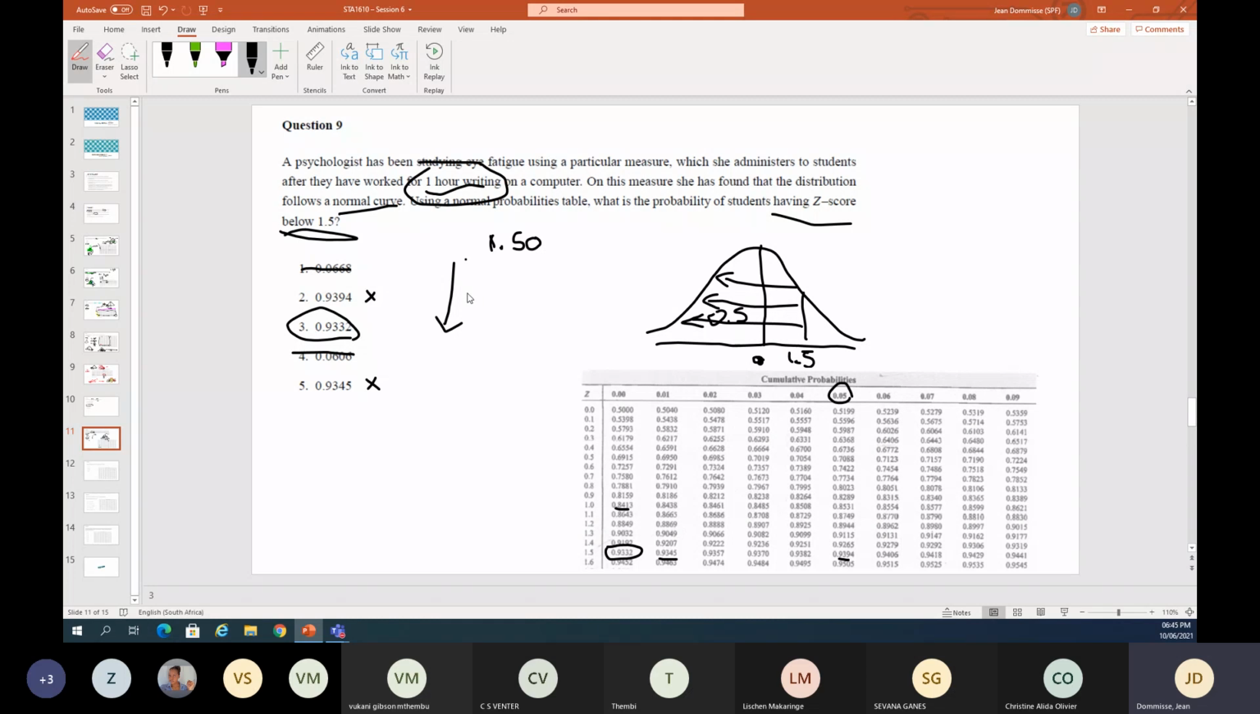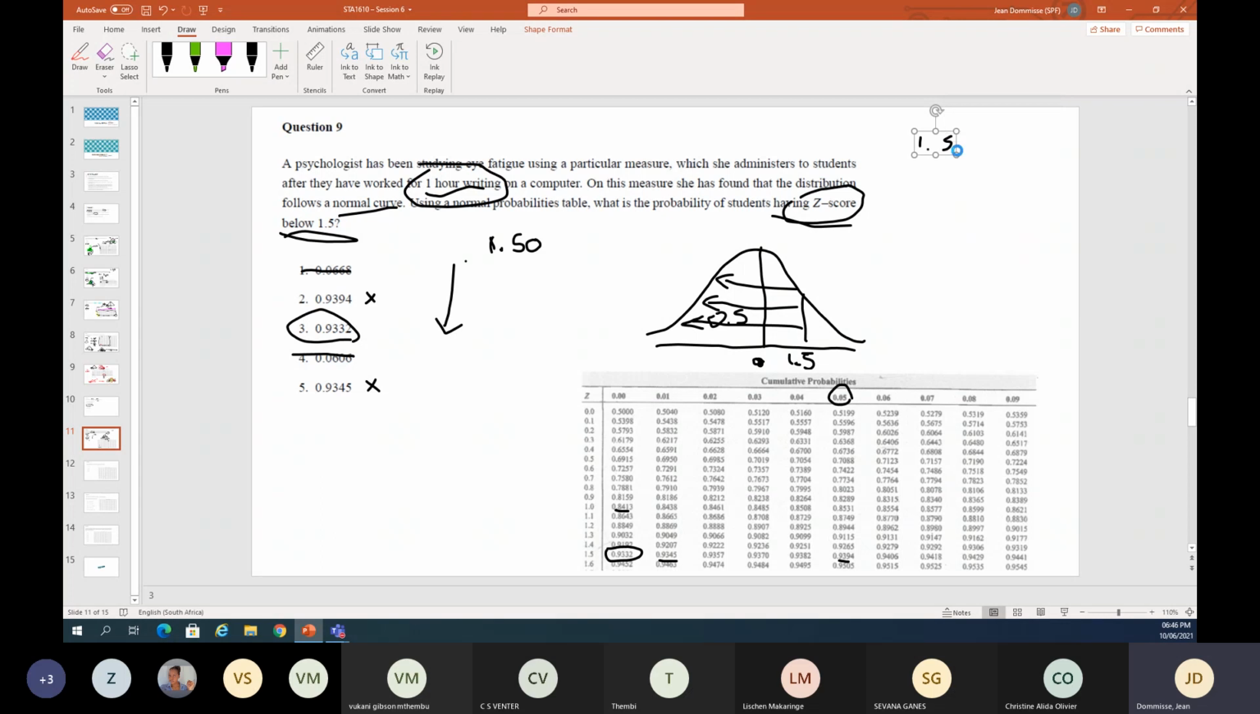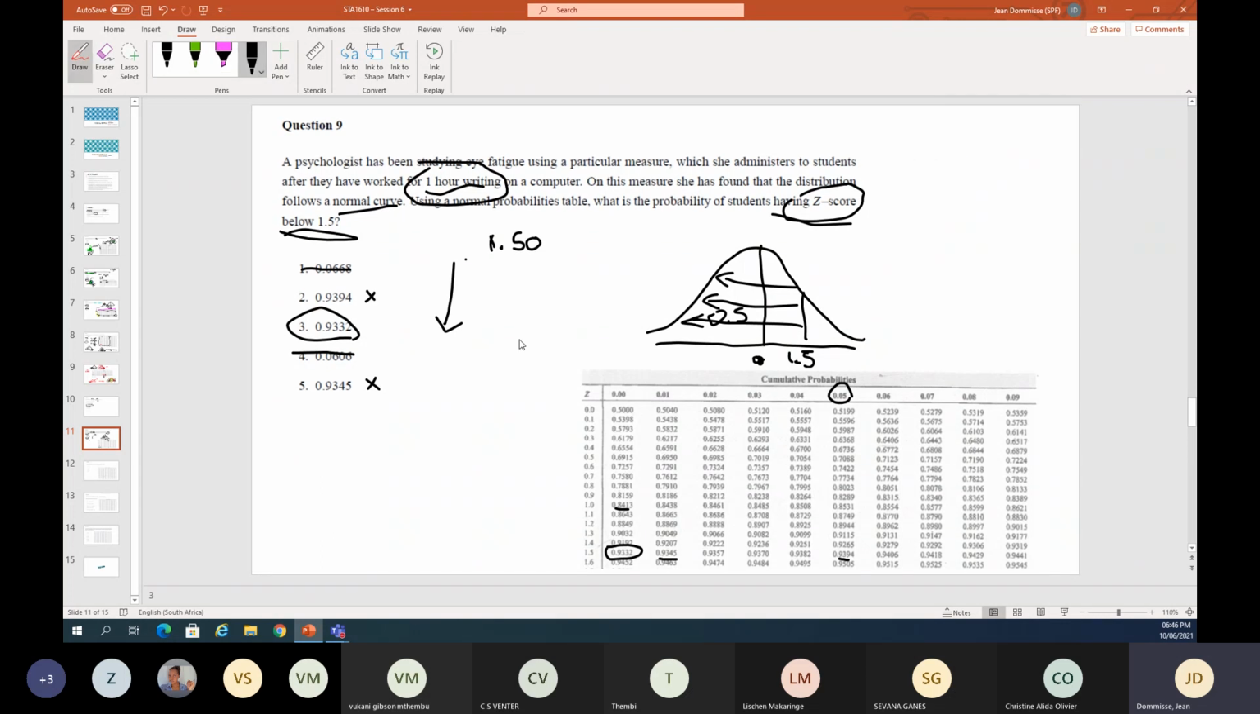Also, if they actually said to you a standard deviation, you would have said, okay, let's do 1.5, or you would have wanted to work out the Z, but they actually give you the Z. So that is also the one thing that happens sometimes, is that they give you more information than you actually need, and then you try to use all the information, but it's not needed.